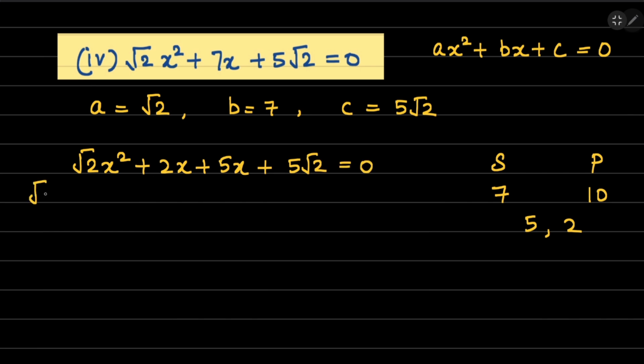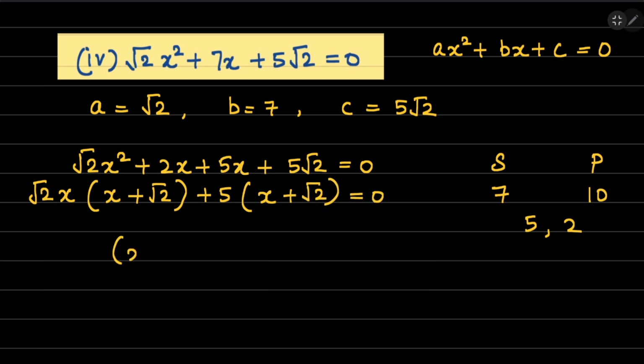So here you can take root 2 x common. What will be left is x plus root 2. Again, plus 5 you can take common. What will be left is x plus root 2 equal to 0. So what is one of the factors? x plus root 2 is one factor. The other factor is root 2 x plus 5 equal to 0.